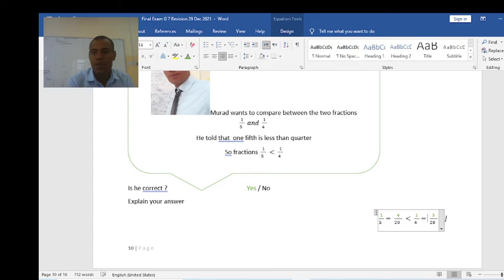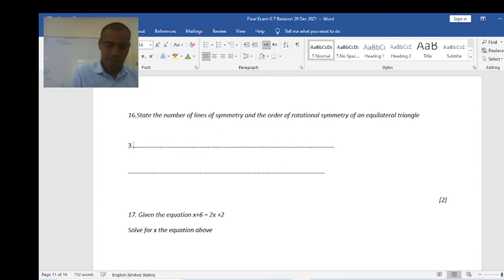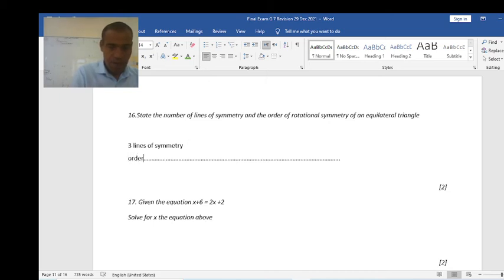Clear? The next question. State the number of lines of symmetry and the order of rotational symmetry of an equilateral triangle. So the answer is 3 lines of symmetry, and order 3 of rotational symmetry. Okay, so this is the correct answer, learners.